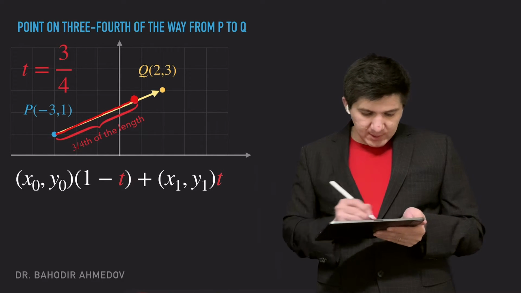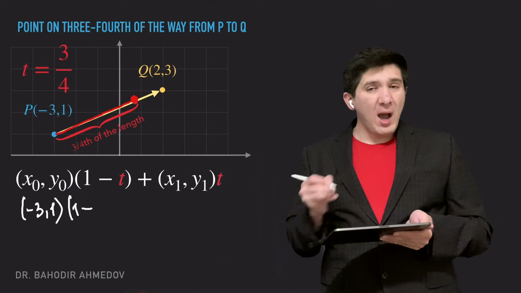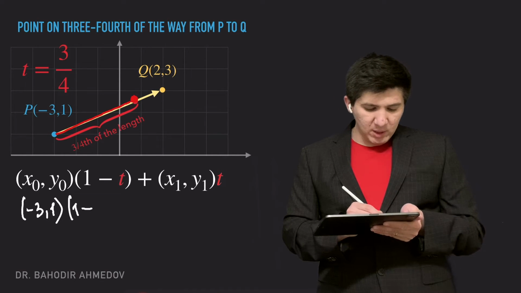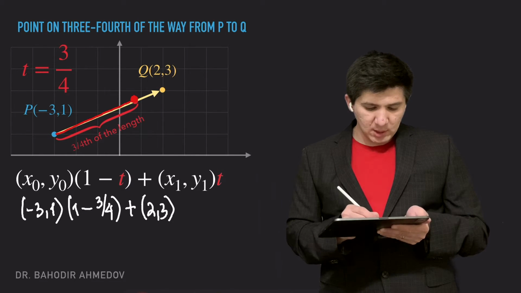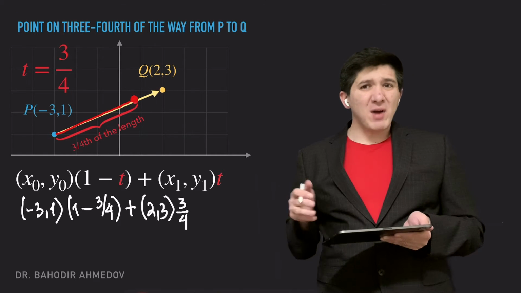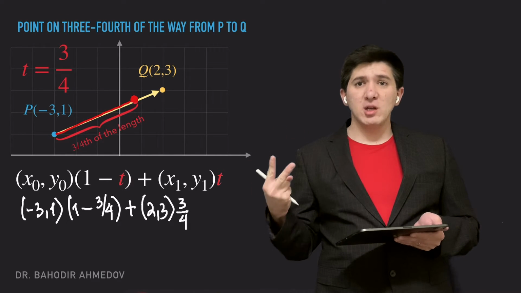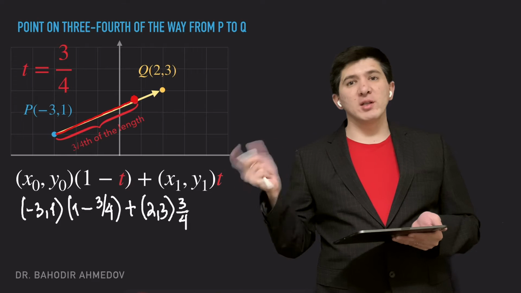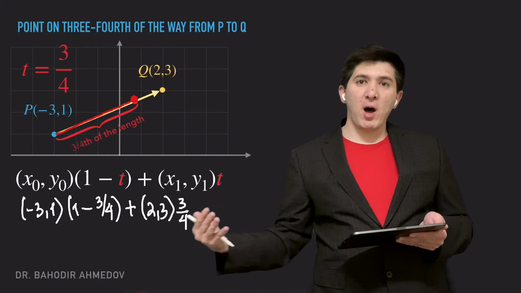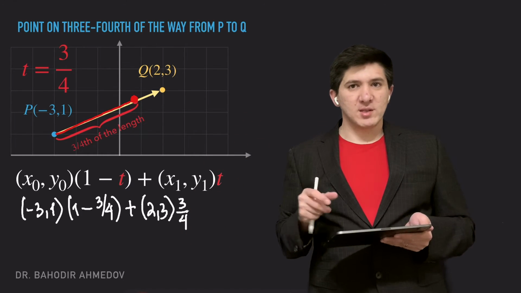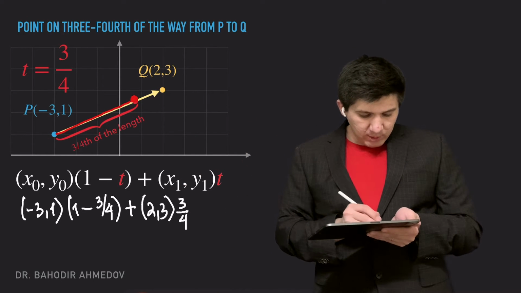So let's calculate this. Let's say we're given the 2 points. It's going to be (-3, 1) times 1 minus, and now I'm just going to substitute the value of t, so it's 3/4, plus the second point, (2, 3), times 3/4. The rest is simple calculation. Please note that the points are given as tuples, essentially two numbers written inside brackets, and you can't change the order. If you're adding the 2 points, you need to add the corresponding positions. The first position of the first point is added to the first position of the second point.